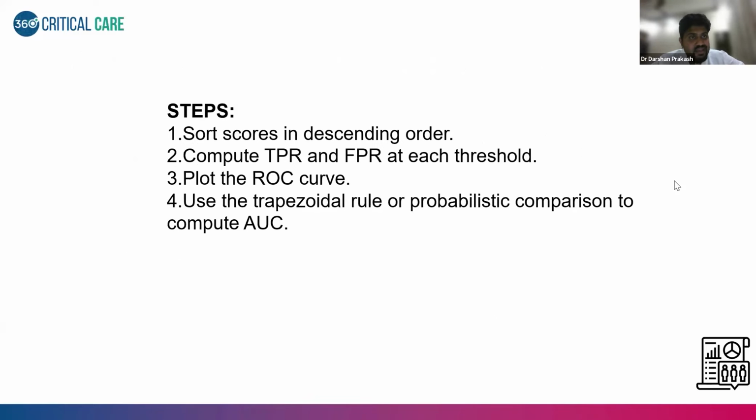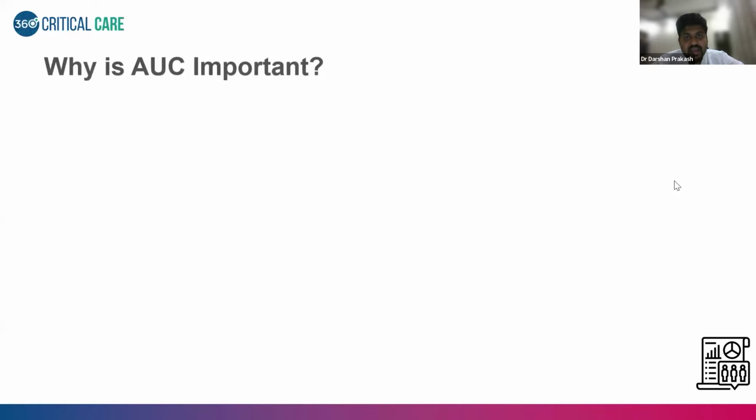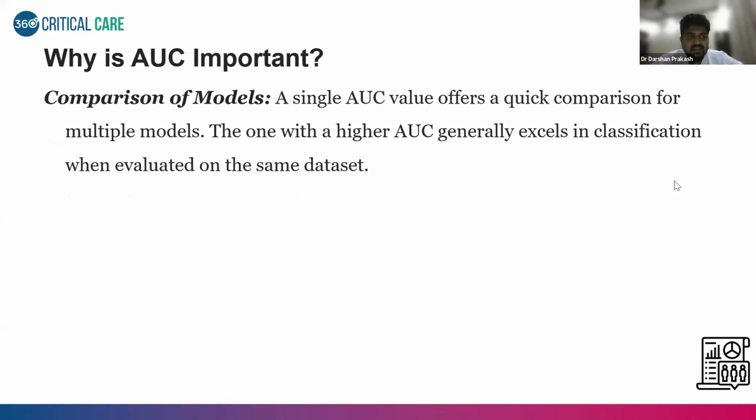So why is AUC important? A single AUC value offers a quick comparison for multiple models. If you have multiple models which are giving you the same answer, you can come to a conclusion as to which test is better off. You can see the curve and judge whether it is going towards the more sensitive version, which comes close to the true positive rate.